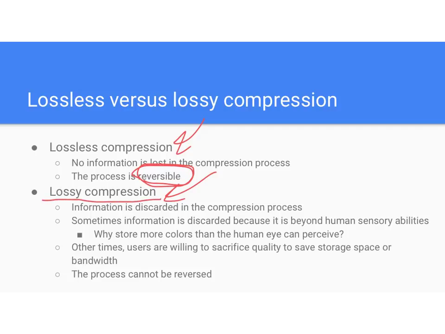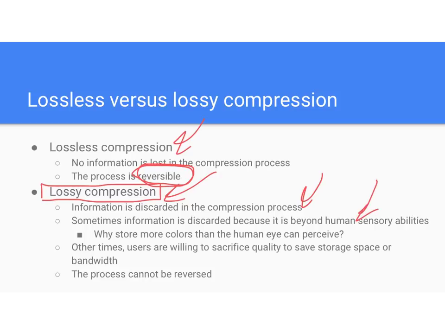Lossy compression, you guys have all run into lossy compression before. Lossy compression is where information is discarded in the compression process. If you've ever watched a video on YouTube when it's kind of buffering and you have a bad connection and everything looks pixelated, well, that was lossy compression, and too much data was discarded when that happened.